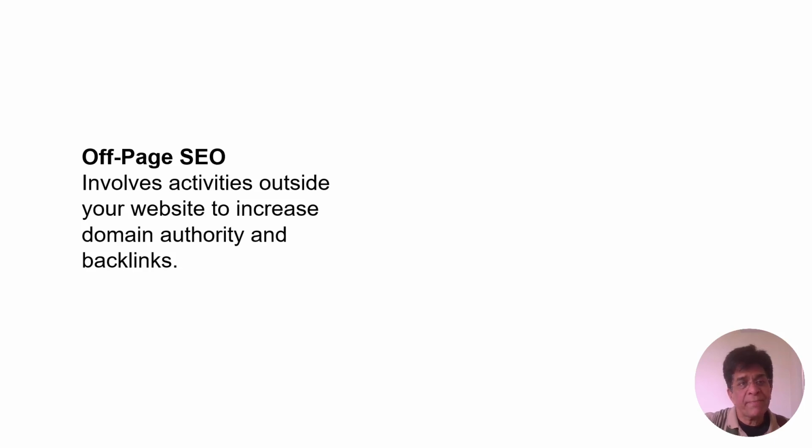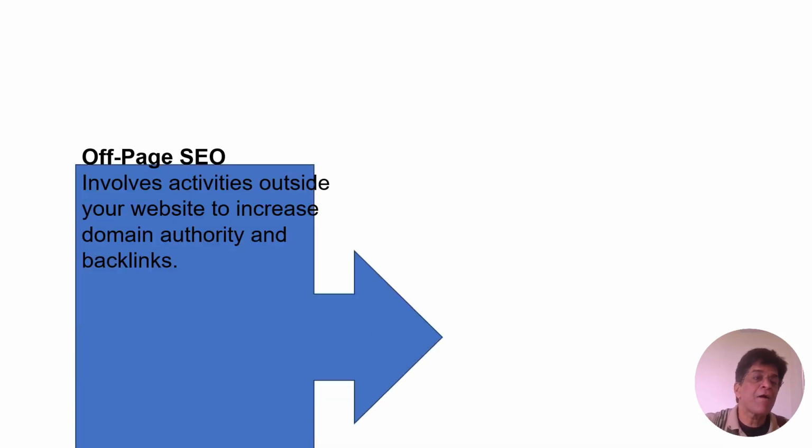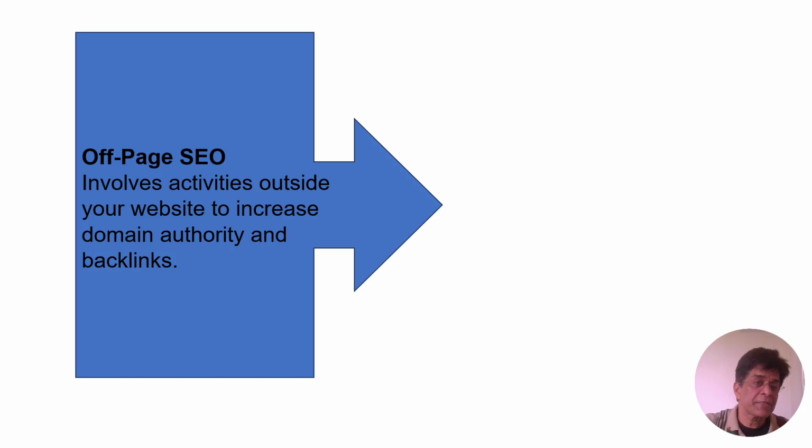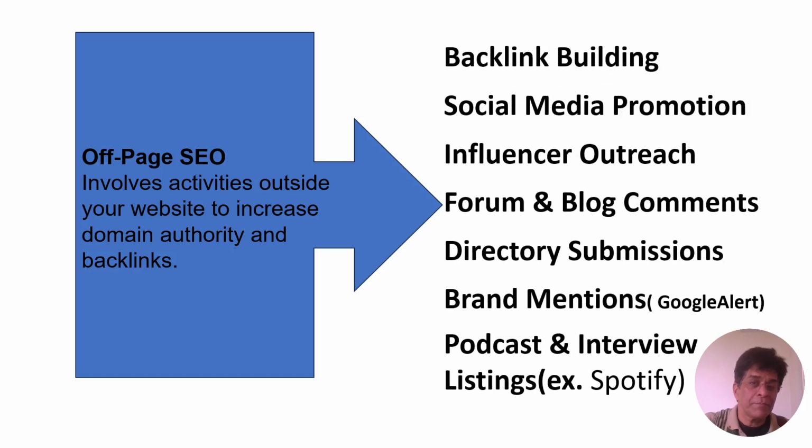Off-page SEO. Again, now we have to come out of the website and see how we can ensure our off-page SEO using backlinks, social media, influencer outreach, forum and blog comments, directory submission, brand mention, and podcast interview listing. Backlink building is mentioning our website link details on other websites. Very simple. You can have as many backlinks as you want.